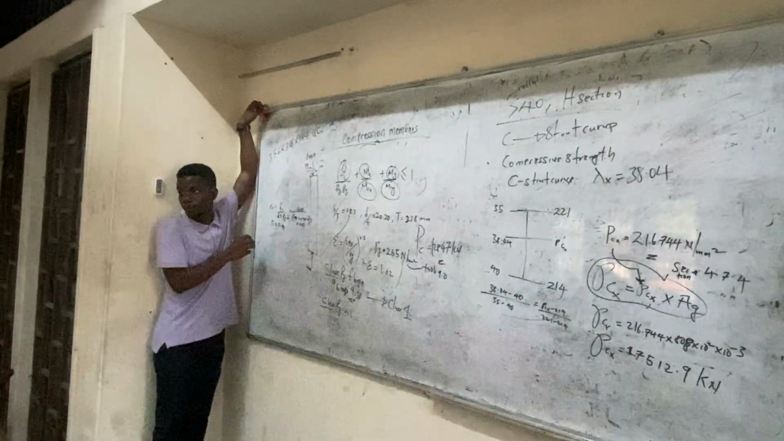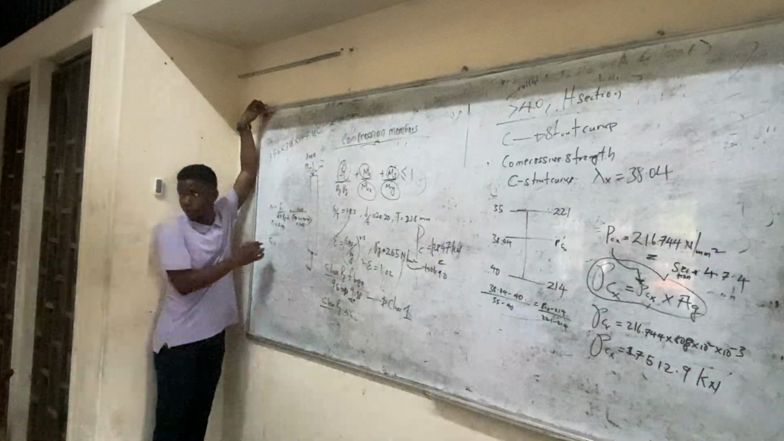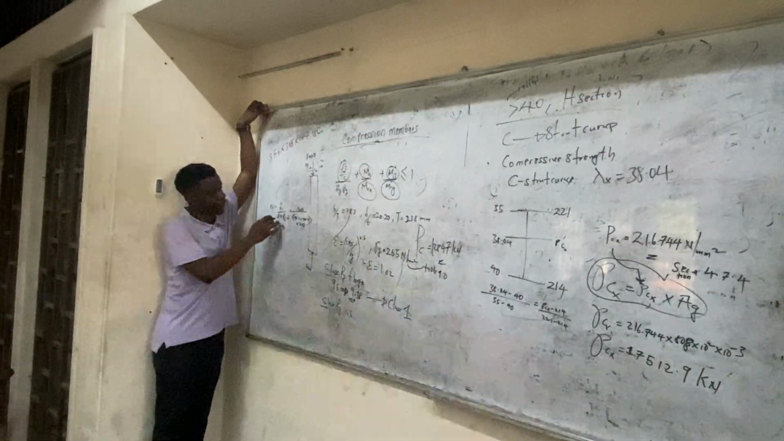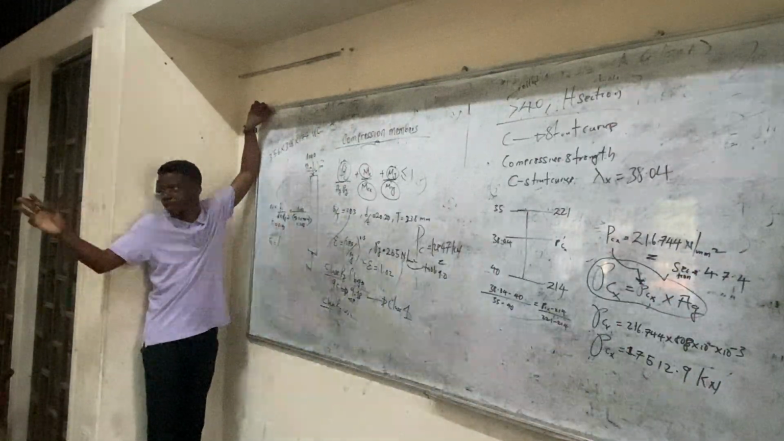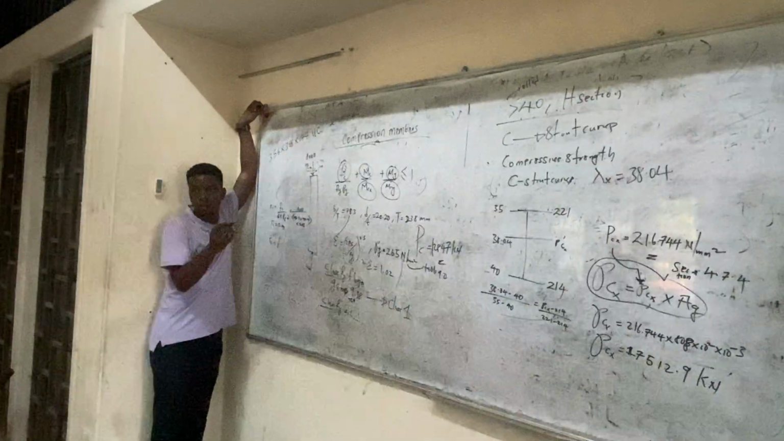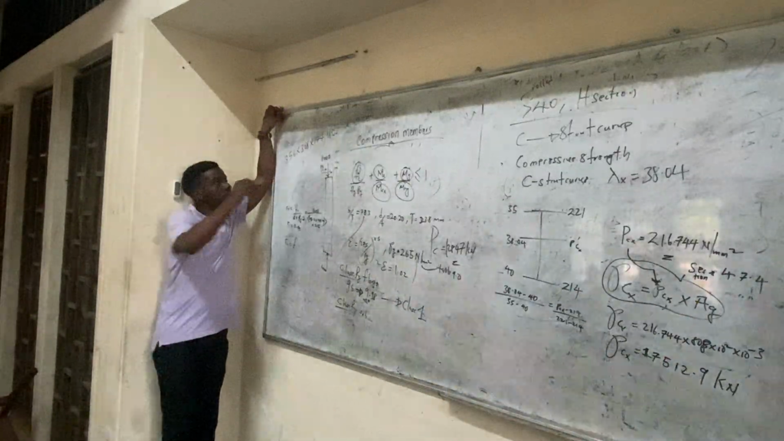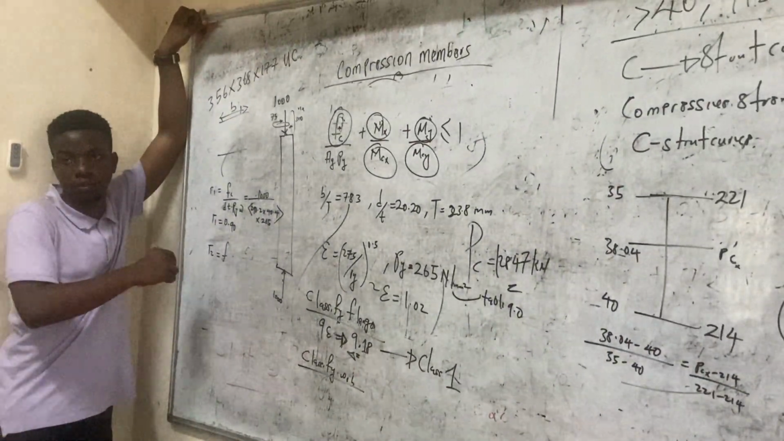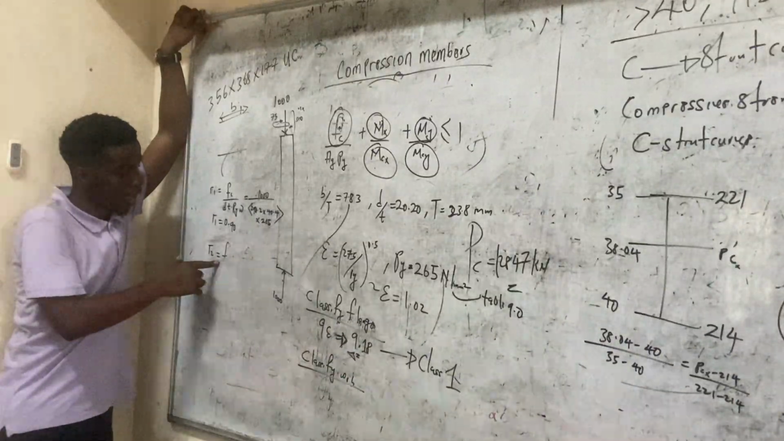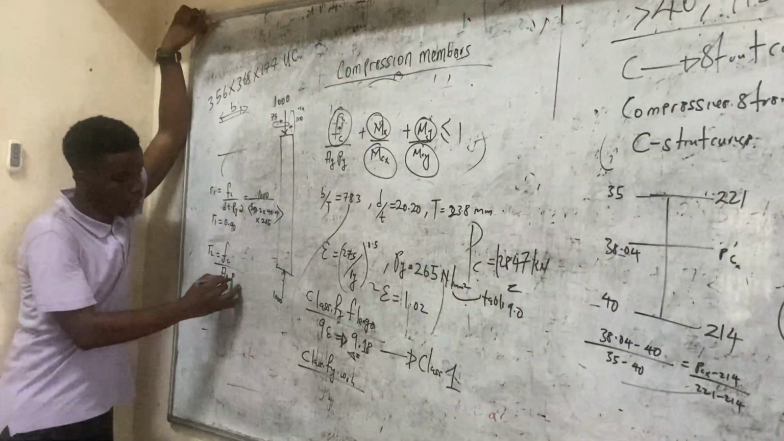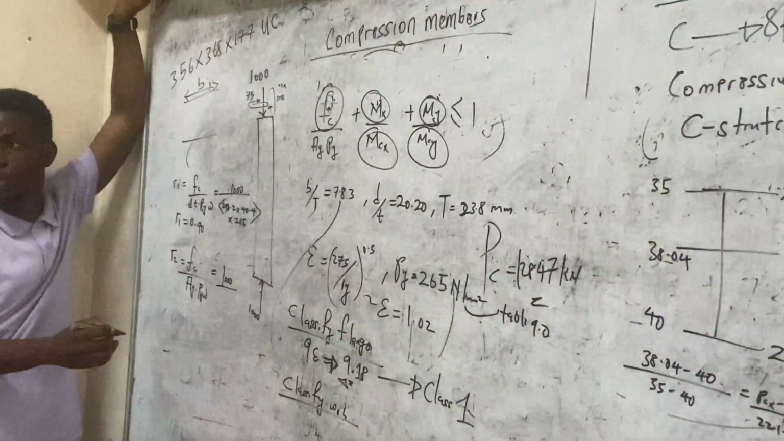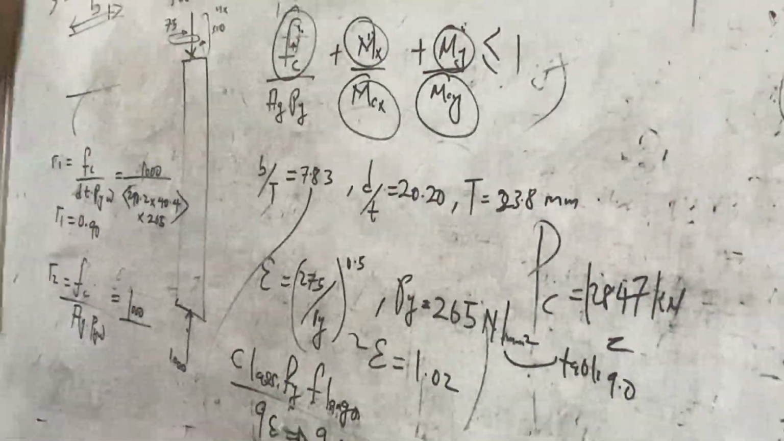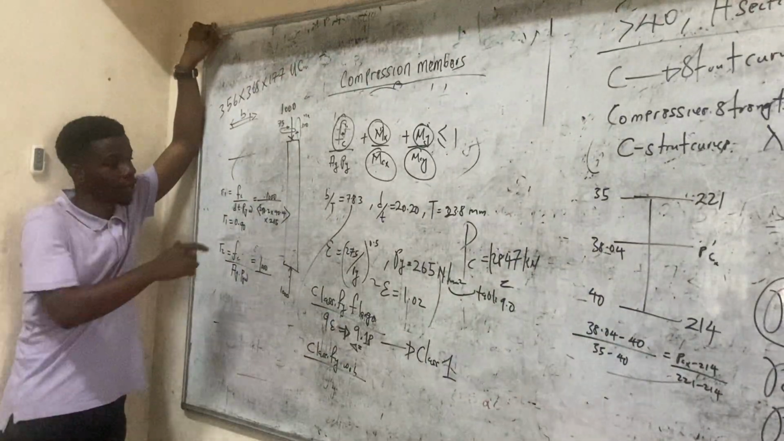Just move on. They are equal now, they are equal. Check the section classification table. In the flange, this is B, and you have one B, right? So it means they are equal. So FC over AG times PYW. AG is what? AG is what? For the section. 40.4.